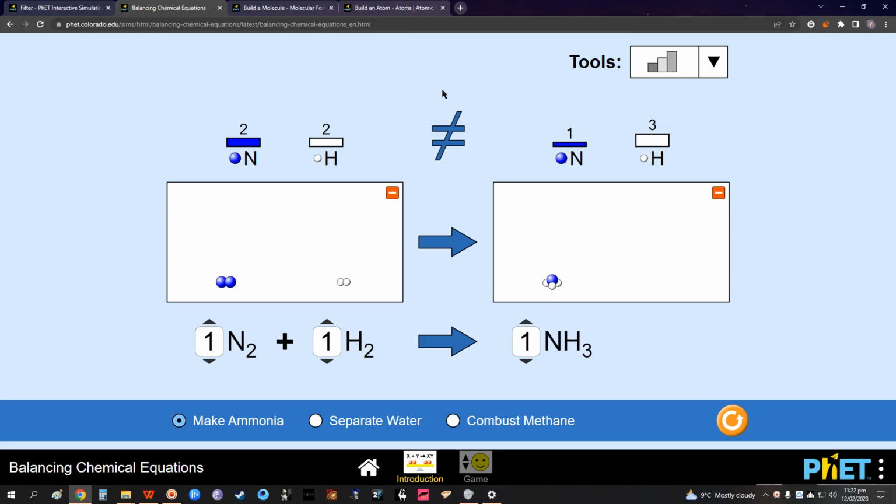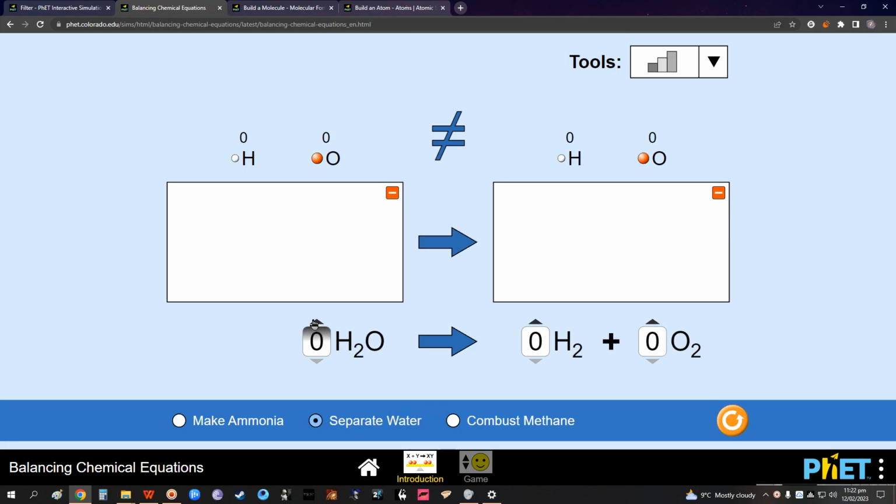So to balance off nitrogen, we're going to increase the number over here, 2. So we have now 2 of these blue nitrogen atoms, but consequently we have 6 of these hydrogen atoms over here. So we're going to increase the number of hydrogen over here, and there we go, voila, it's balanced. So this is how you can balance equations.